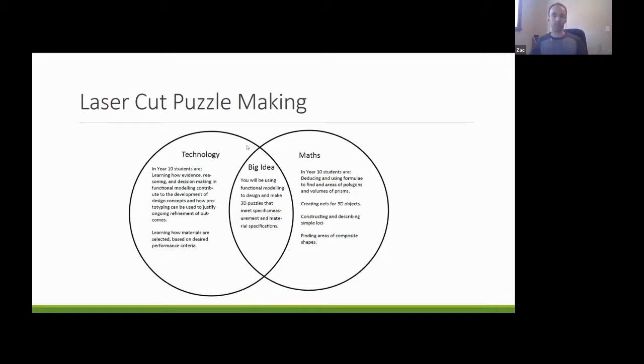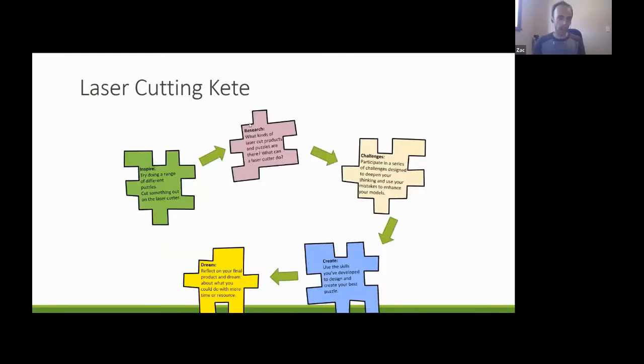So that was this new thing that we got, and we made it work by coming up with a big idea and then attaching to it the learning objectives that would match. And this was our learning journey for that as well.